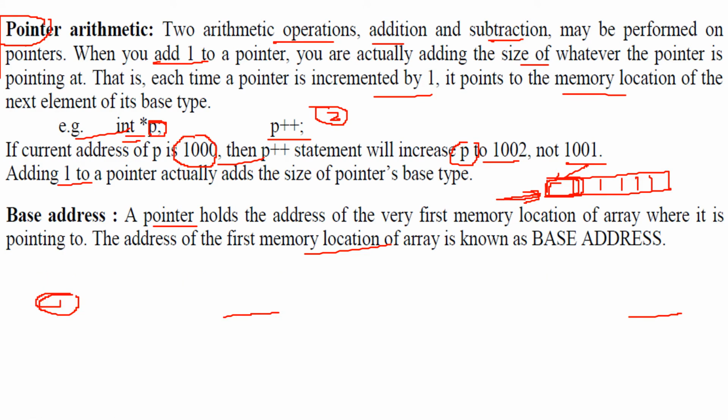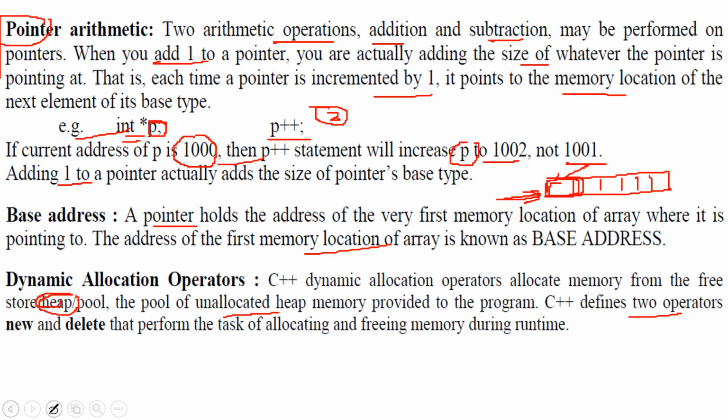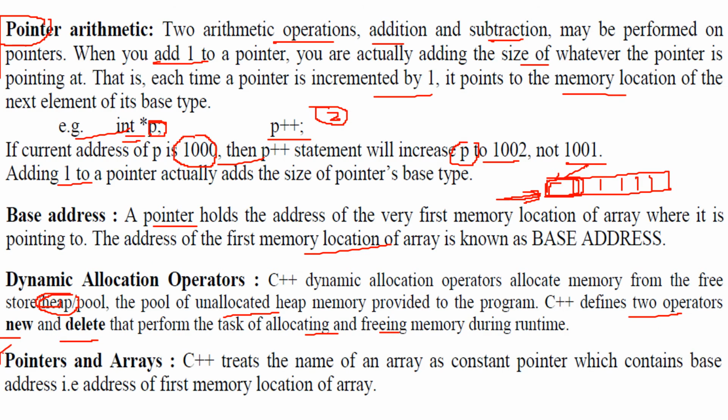We have new and delete. If you correspond it to C, you will see malloc and free. So new and delete perform the same task. This is the pointer which is pointing to the base address, that is the address of the first memory location of the array.